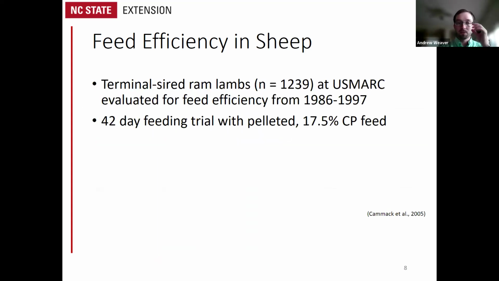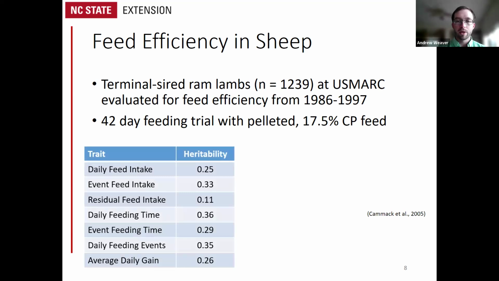So what has been done in sheep so far? There has been some work at US MARC in this field. They did a relatively long study from 1986 to 1997, looking at a bunch of terminal sired lambs, measuring intake on them. So over 1,200 sheep in this study. Looking at the heritability in all of those animals, again, favorable. There's a moderate genetic component to feed efficiency in sheep, regardless of what trait you want to measure or consider.